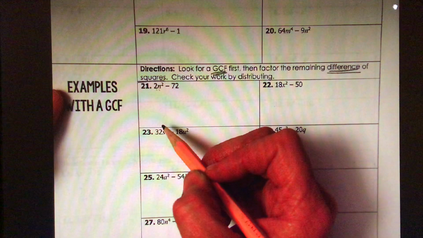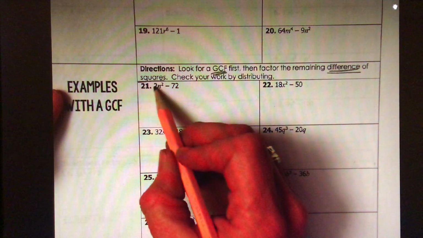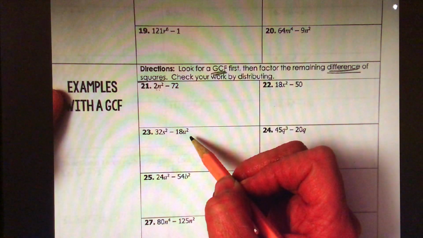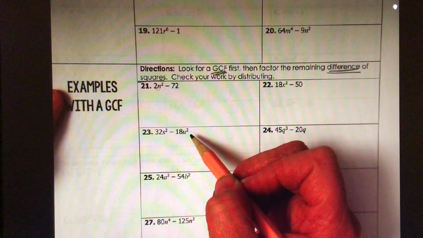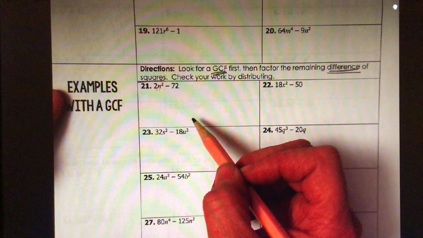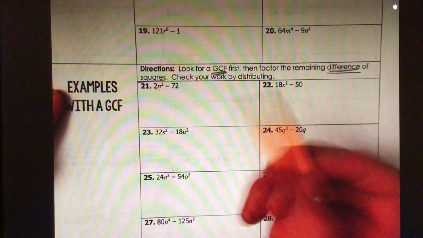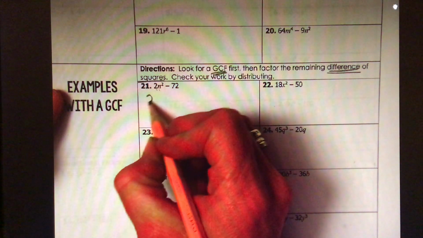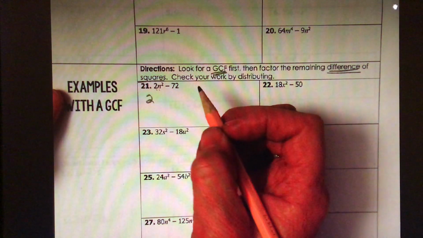72 is not a square number. So maybe, what would happen if I pulled my 2 out? I want to extract my 2. I want to just get it out of there. If I get it out of there, maybe I'm going to get a square number here. So let's try it. I'm going to take my 2 out.